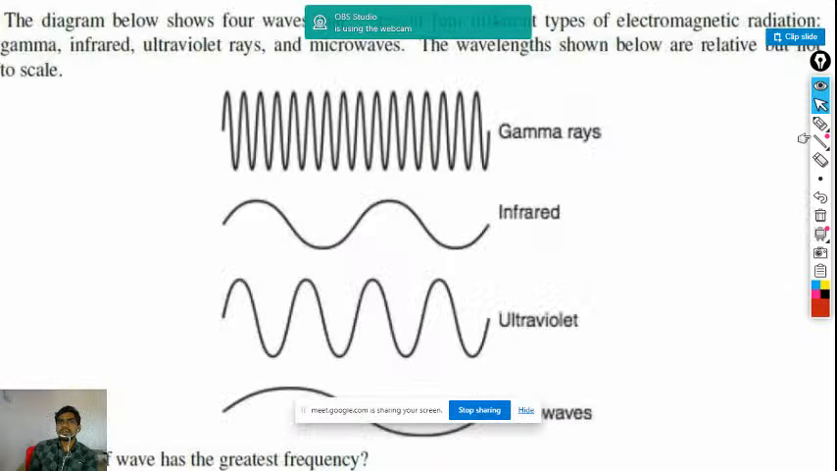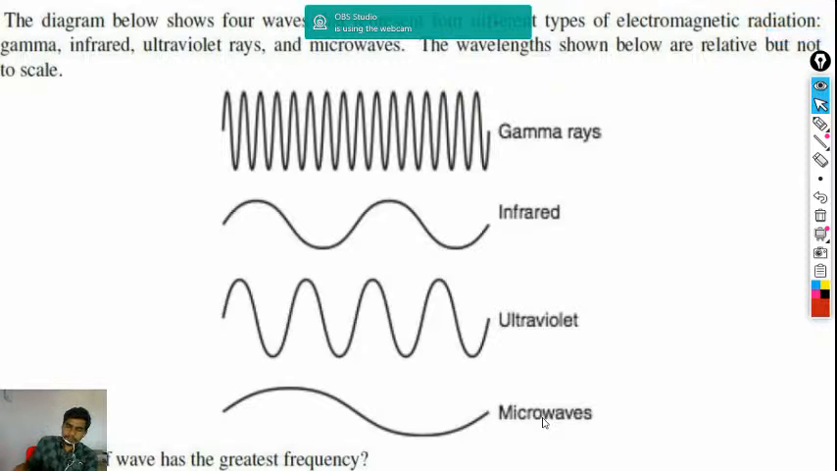One more view of gamma rays, infrared rays, ultraviolet rays. As the wavelength increases, energy decreases. This one has the highest wavelength, so it has the least energy among all of these. These are microwaves, even more wavelength, so it will be least energy. So here is the question: among all these, which has the greatest frequency?